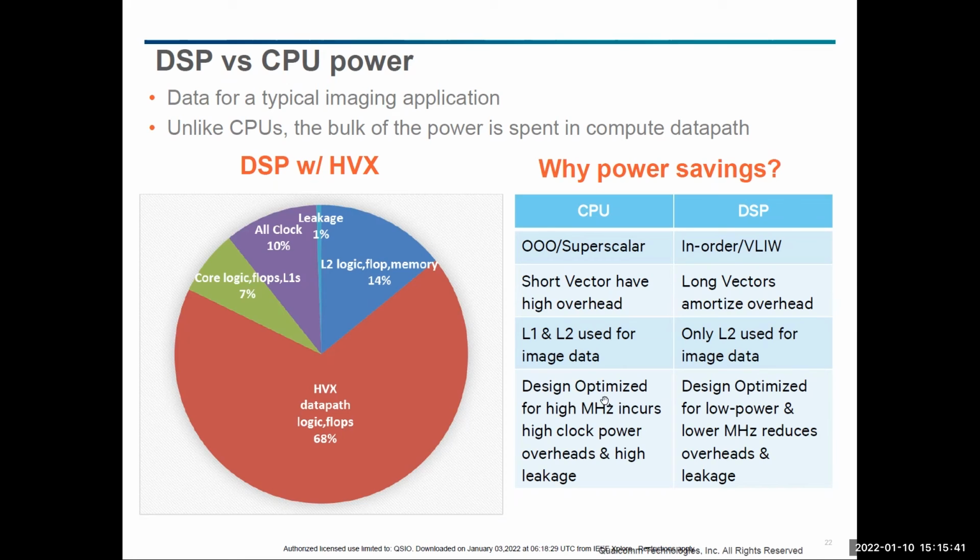And this is again a design choice, like the design choice of CPU architecture. The CPU is designed for high megahertz and high clock power overheads, which eventually leads to higher leakage. But the design of the DSP is meant for low power and lower megahertz, which in turn reduces the overheads and the leakages. So this is a fine-grained overview of why the DSP is able to save power on top of the CPU and why it is preferred.